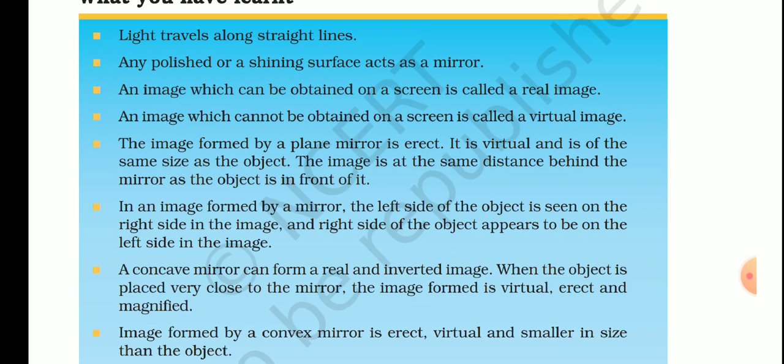In an image formed by a mirror, the left side of the object is seen on the right side in the image, and the right side of the object appears to be on the left side in the image. Very important. This is called lateral inversion. Then a concave mirror can form a real and inverted image. When the object is placed very close to the mirror, the image formed is virtual, erect and magnified. So both types of images can be formed. The image formed by a convex mirror is erect, virtual and smaller in size than the object.